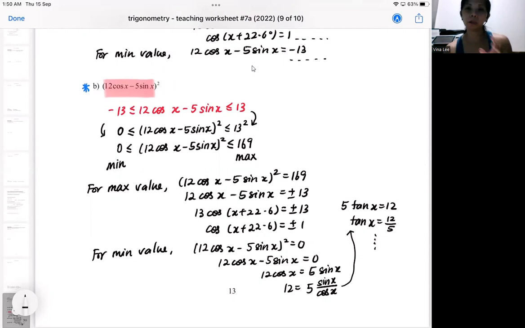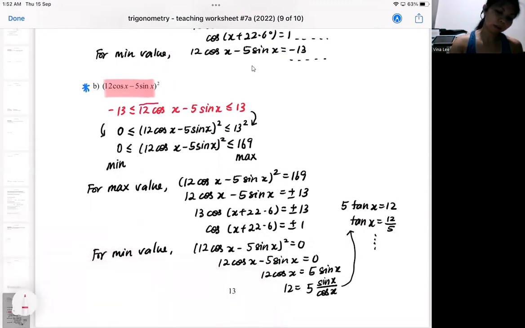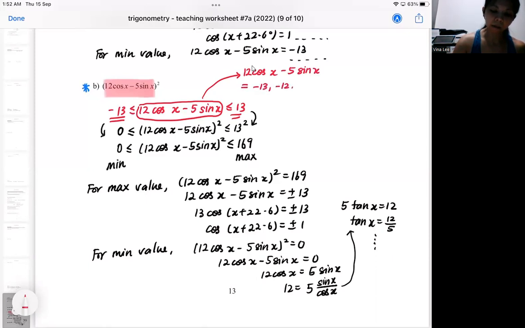But the confusing part is why is it a 0? That is the thing that a lot of people cannot understand. So I'm going to illustrate using numerical values. When we say this function is between minus 13 to 13, do you know what it means? It means this can be minus 13, minus 12, minus 11, minus 10, minus 9. There are just too many numbers, so these are the numbers.